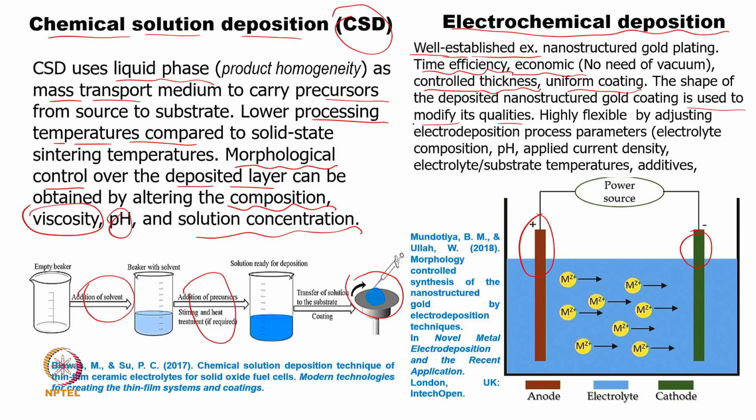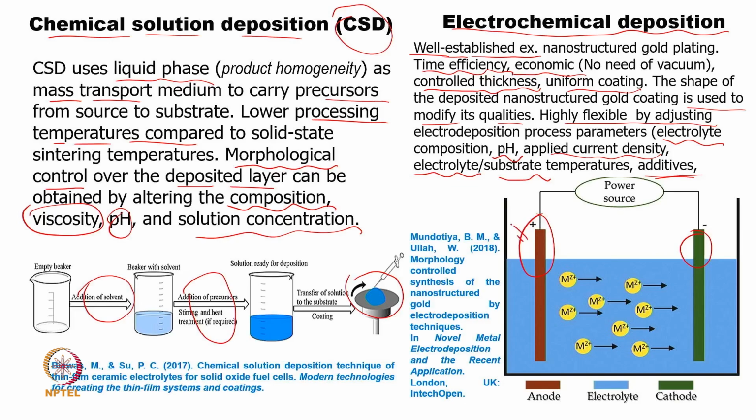We have flexibility, that is why we are using the word highly flexible. We can change the electrolyte composition, we can change the pH, we can change the applied current, and we can change the temperature also: one is the electrolyte temperature, the other is the substrate temperature. On top of that, we can use additives. With newer research we can keep adding, and then we get better and better results.